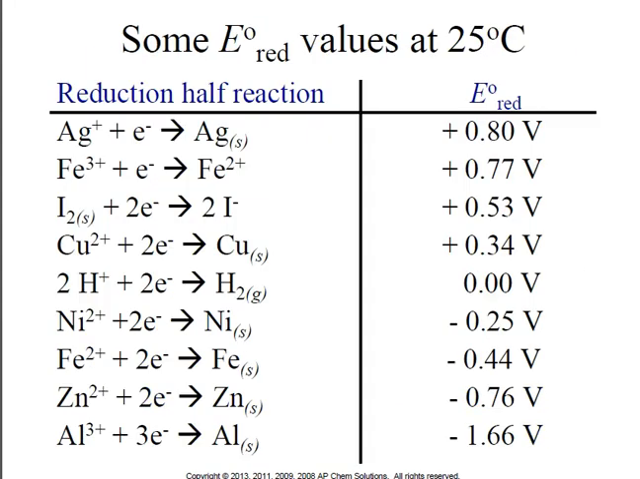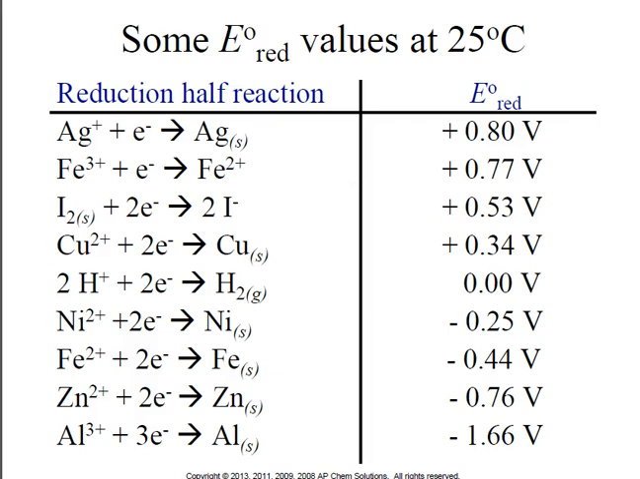Here are some values that they've already figured out for the reduction potential of some various metals. And these are listed in order from highest to lowest for this set. So you can see up here that silver has a high potential to be reduced, as does iron, iodide, copper +2, so on and so forth. If we get down to something like aluminum +3, it has a pretty low potential, actually a negative potential, to be reduced. That probably means that the reverse reaction would be preferred for aluminum.